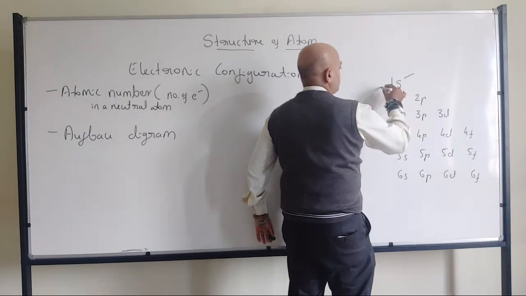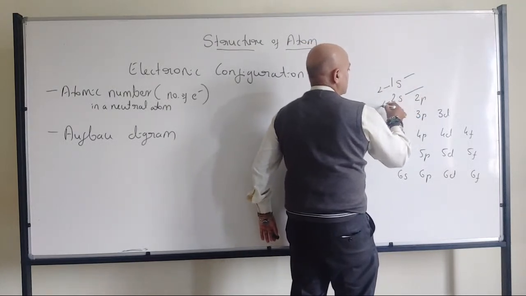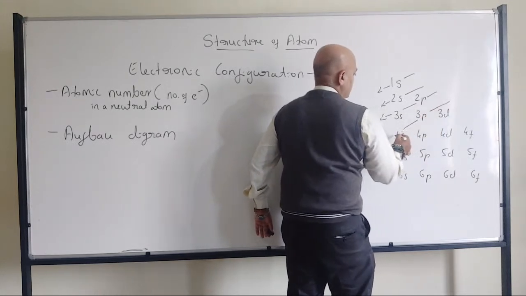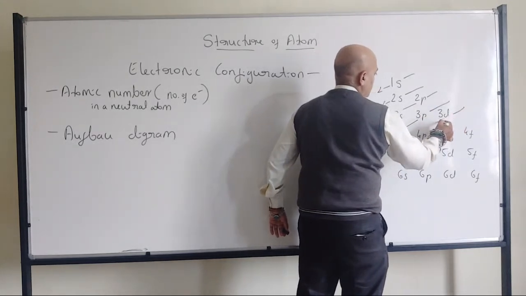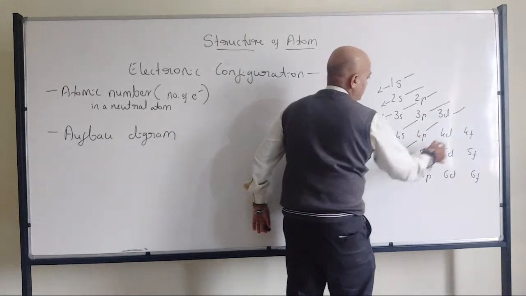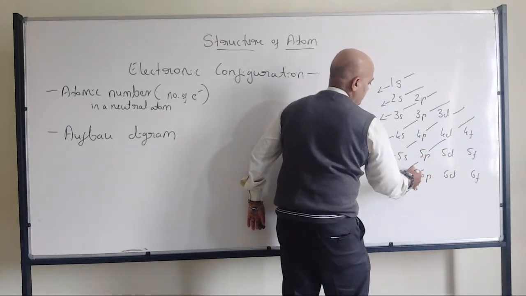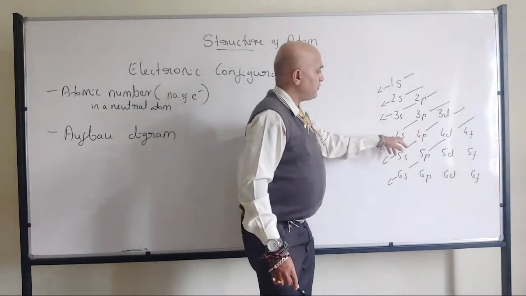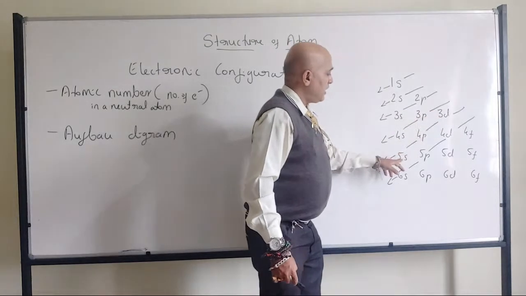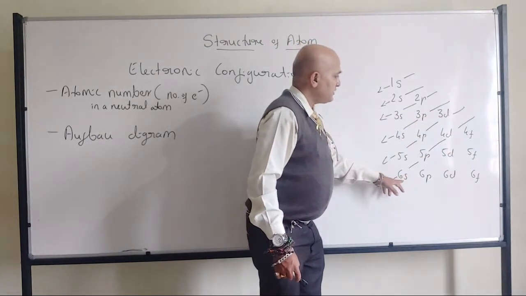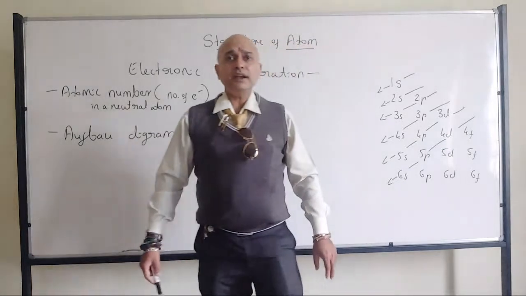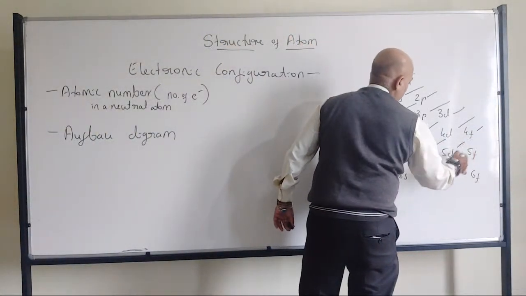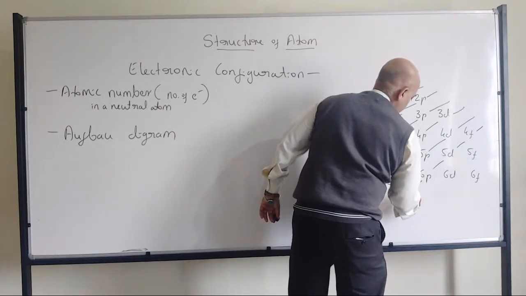When it comes to distribution of electrons, that's how electrons will be distributed. So that's where I can see 3p, 4s, after 4s, 3d, after 5s, 4d, after 6s, 4f will come, and 5d will come. That's what we can see here, according to the Aufbau diagram.